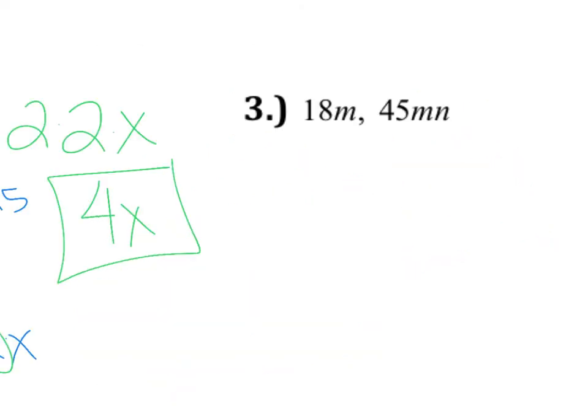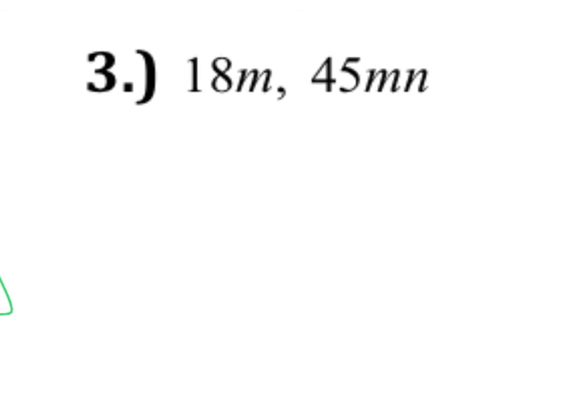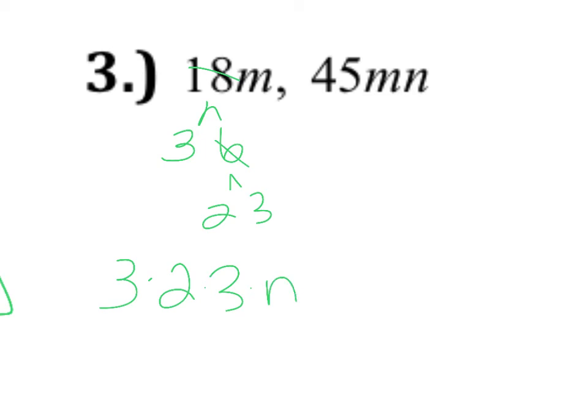All right, let's look at the next example. So we have 18M and 45MN. So 18, again, you can break it down into a couple different scenarios. I'm going to pick 3 and 6, so I cross out my 18. 3 is prime, but 6 we can break down to 2 times 3. So I'm going to cross out my 6. So 18M we can rewrite as 3 times 2 times 3 times M. So 3 times 2 is 6, 6 times 3 is 18, 18 times M is 18M.